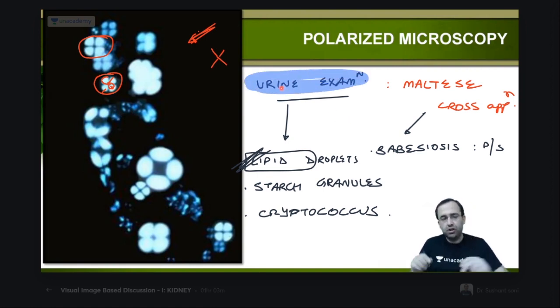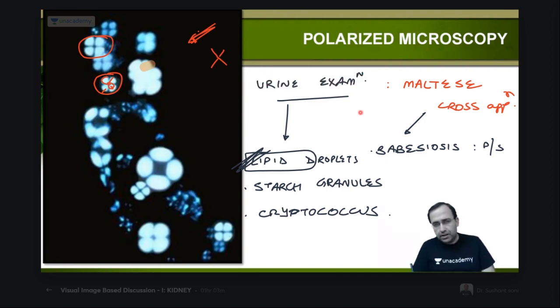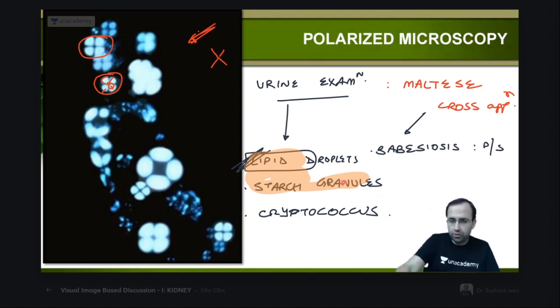Urine examination on polarizing microscope is not tough. If you're able to see a Maltese cross sign, with a peripheral smear everybody knows babesiosis. This was last year's question. Others are lipid, starch, cryptococcus. On urine examination, it is lipid droplets and starch granules, so it would be seen in nephrotic syndrome.